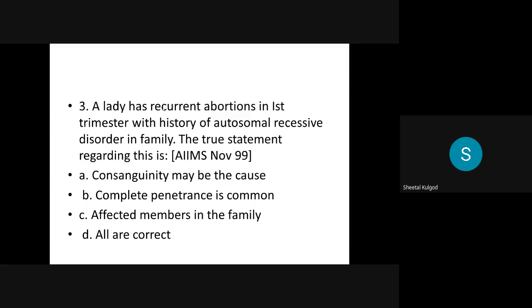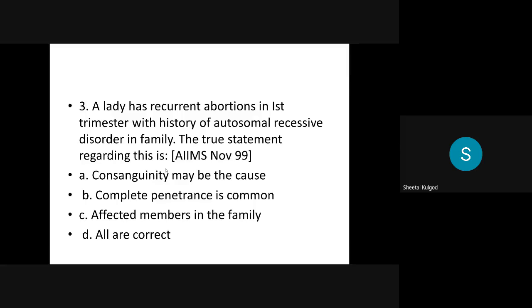The expression will enhance and it will lead to problems like recurrent abortions or even genetic abnormalities in the fetus. So that's why consanguinity may be the cause of the particular problem the patient is having, with recurrent abortions and a history of autosomal recessive disorders. So this statement is actually true. Consanguinity may be the cause.